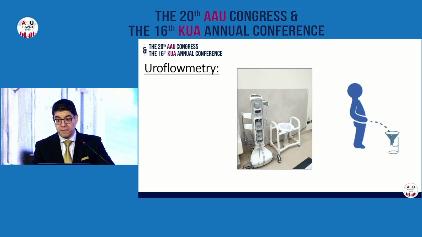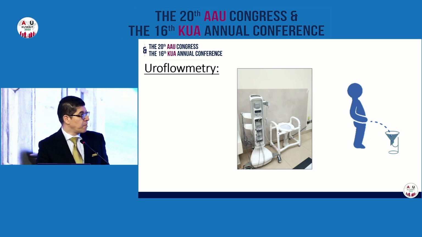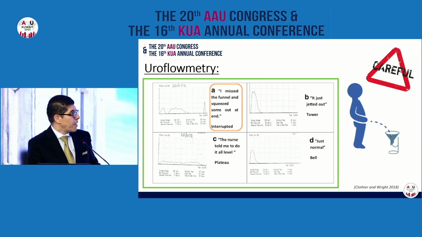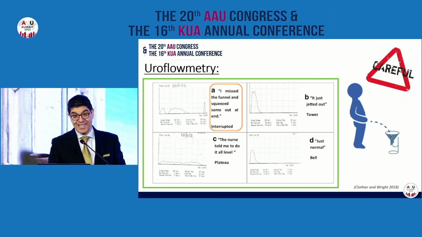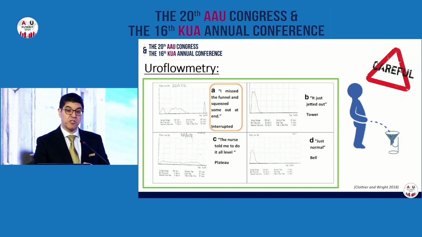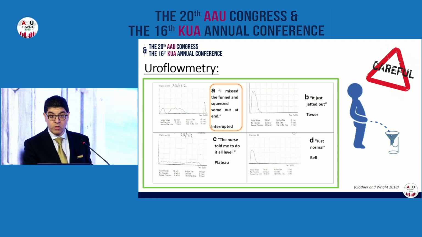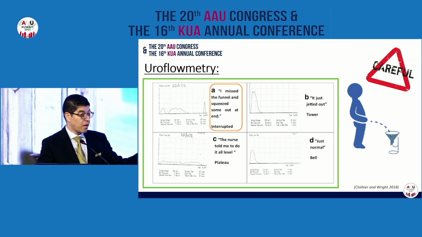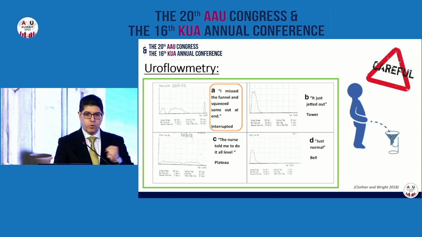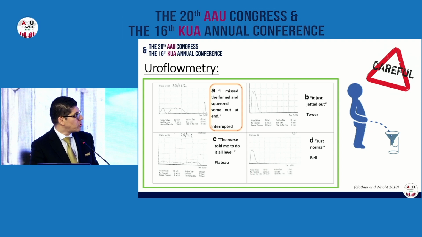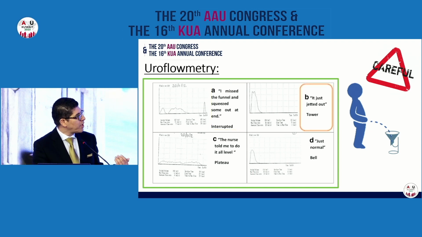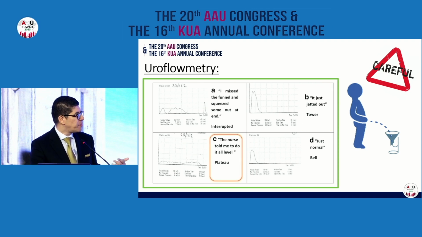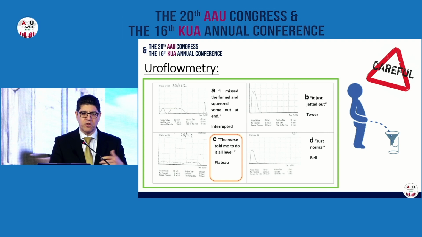Uroflowmetry is the main standard non-invasive procedure in urology. In children, it's very important. This is our setting, actually. It's very important to know that in children it's not as easy as in adults. You can't get results as easily as in an adult because artifacts are very common. Sometimes the child misses the funnel. Sometimes they try to impress you and push hard. Sometimes they try to withhold. So there are a lot of artifacts. Usually the uroflow needs to be repeated in children and we teach them how to do it, especially if this is not a comfortable environment for them.